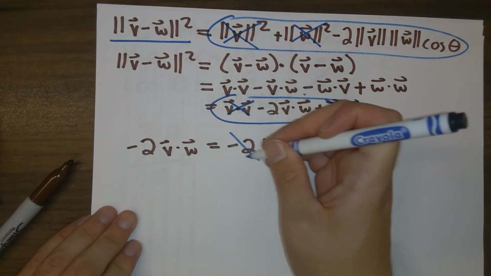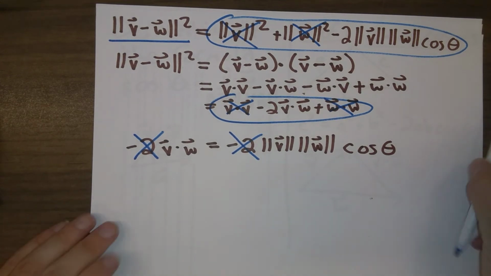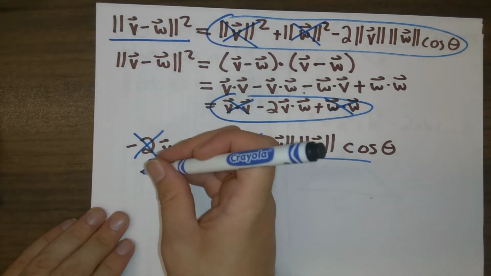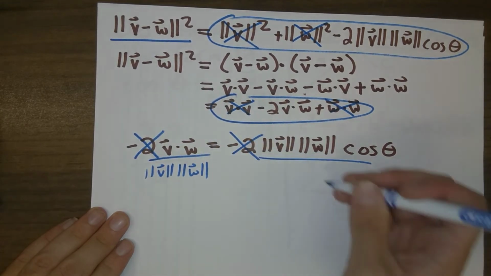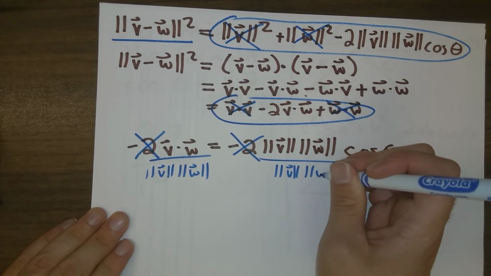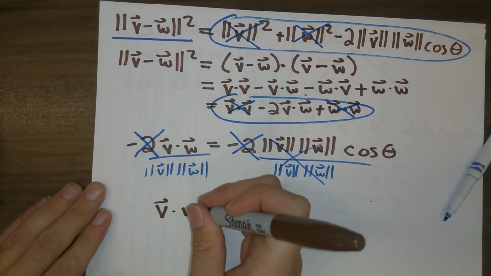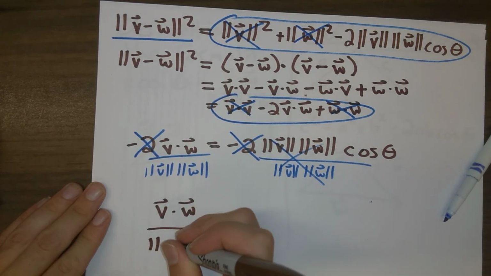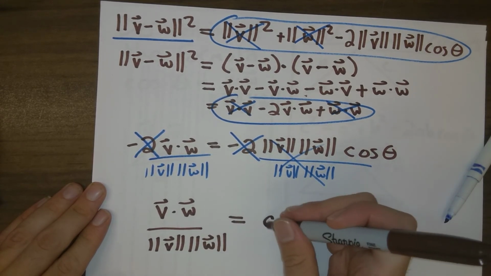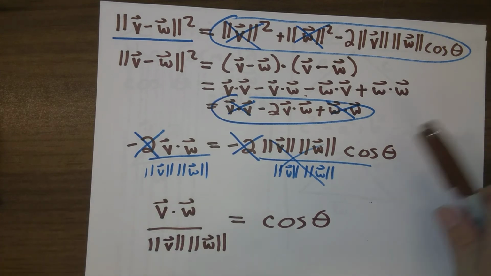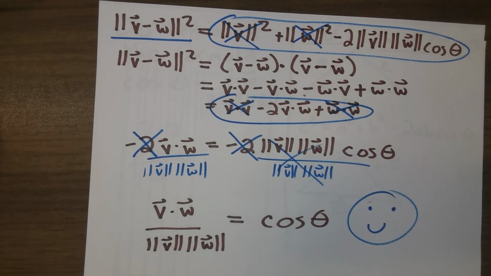We now again ask what cancels. We see those minus 2s cancel. And to finish this off, we divide both sides by the length of v and the length of w. So those cancel, and we are left with v dot w over the length of v times the length of w is equal to cosine theta, which is exactly the formula that we presented in class.